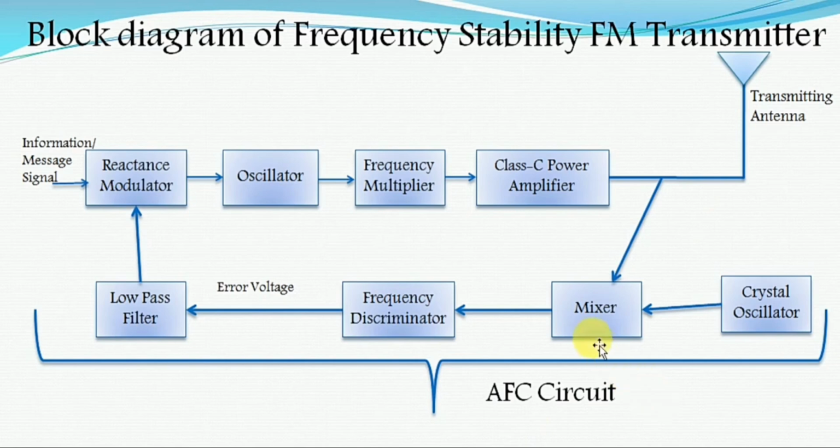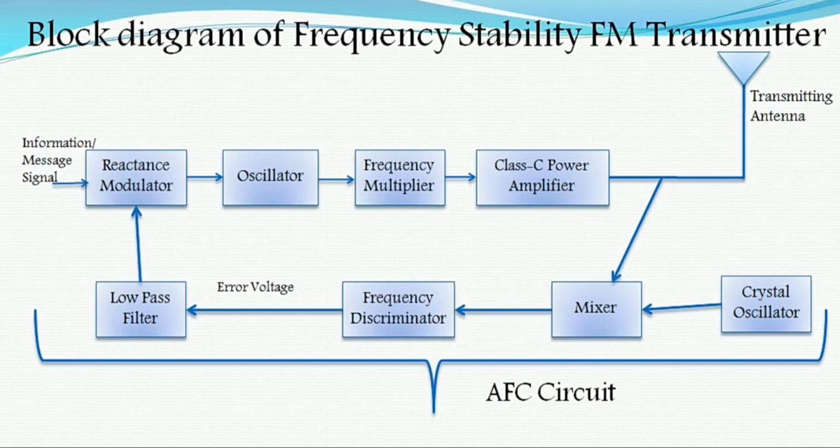Here, we know that the mixer will produce a sum and a difference signal, but here we have to consider the difference signal of the crystal oscillator and the sampled FM signal frequency. This crystal oscillator, we can also call a fixed oscillator. It means that its frequency is fixed. Thereafter, the difference frequency of the mixer is applied to the frequency discriminator circuit.